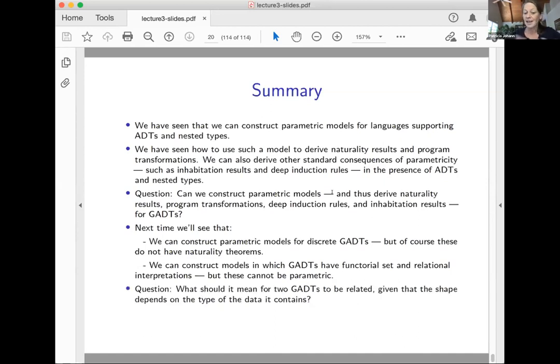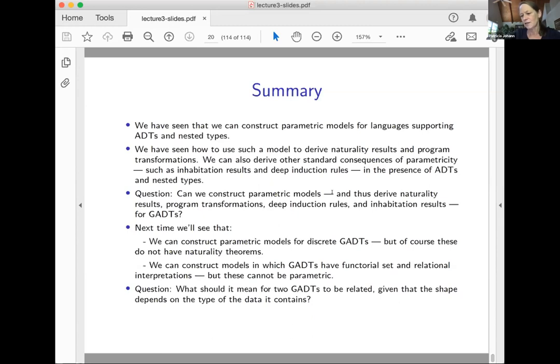To get ready for that, one thing you could ask yourself is, if I have two GADTs, what should it mean for those to be related? For lists, we said if I have two lists, they should be related by some relation, or I should be able to lift a relation up to lists if the two lists have the same lengths and element-wise they're related. And we said the same thing for perfect trees or other nested types. But what about for GADTs? That's a little bit strange, because remember, GADTs can have constructors that only construct specific instances of the GADT.